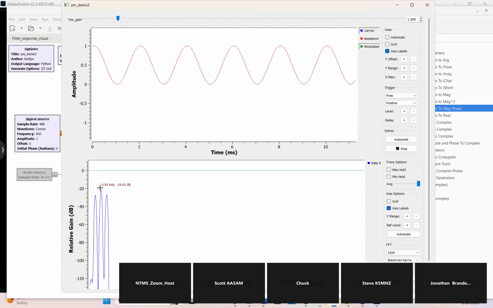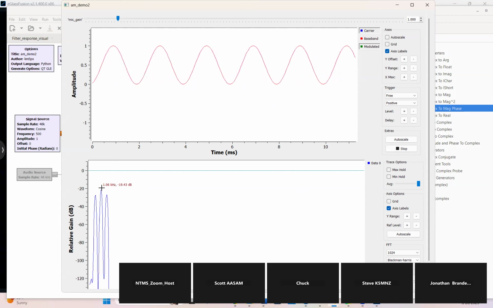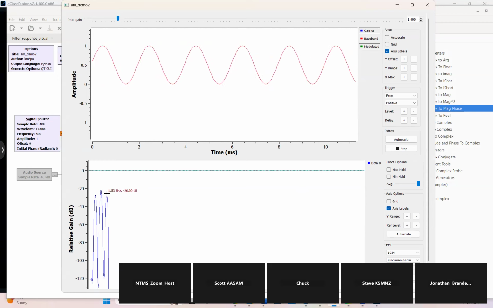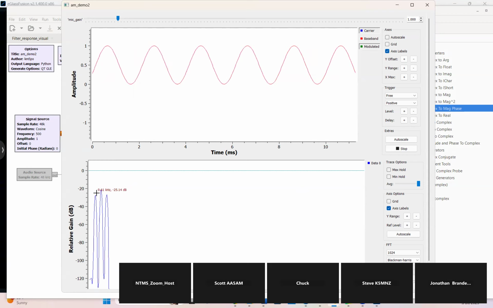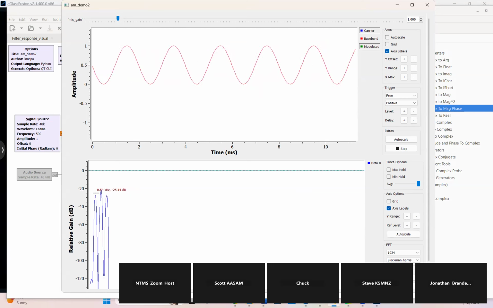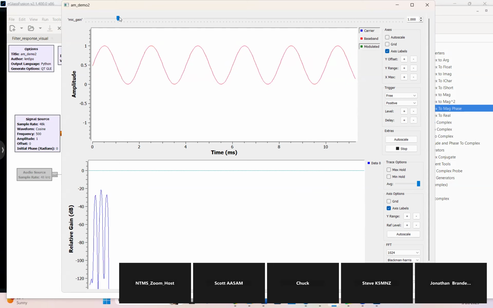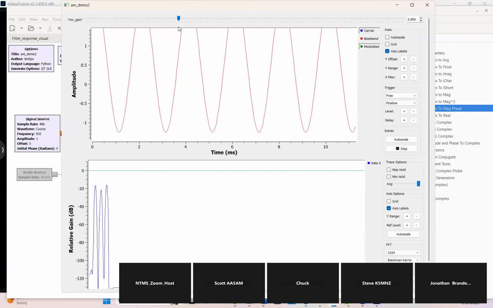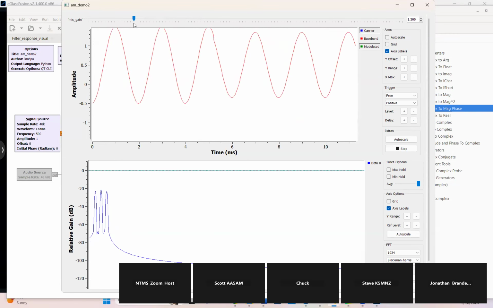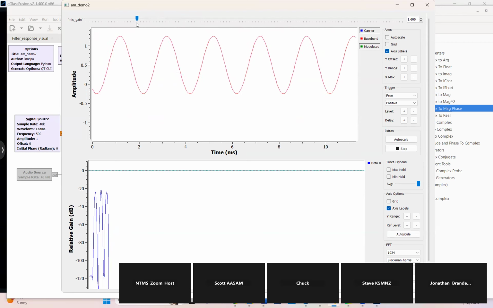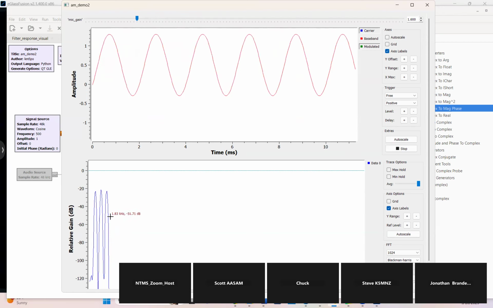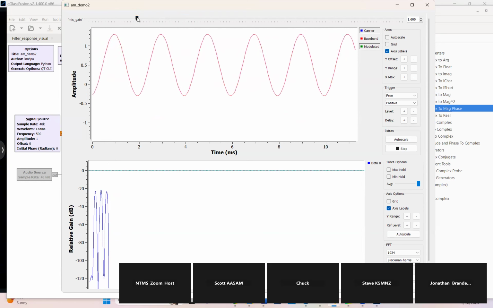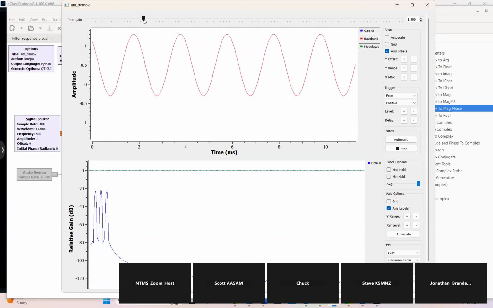So there's our 1000 hertz carrier, and there's the one sideband at 1500 and one sideband at 500. But as we raise this, you see right about at a value of 2, the sidebands are almost level. I guess I can get this right on 2 if I work at it hard enough.